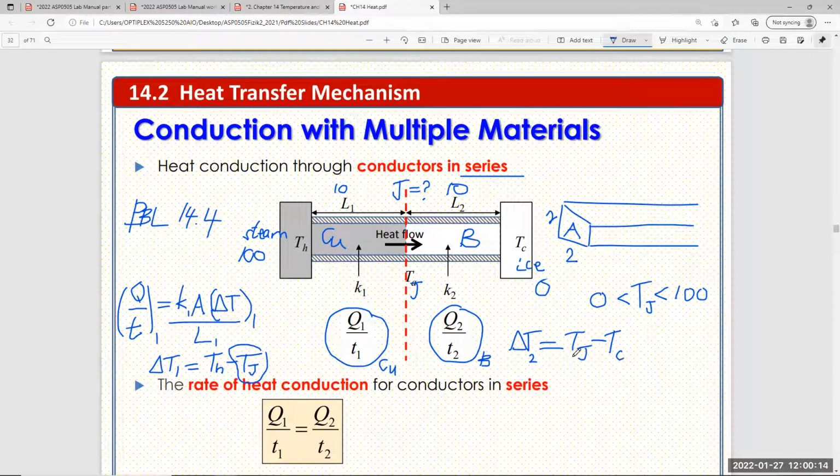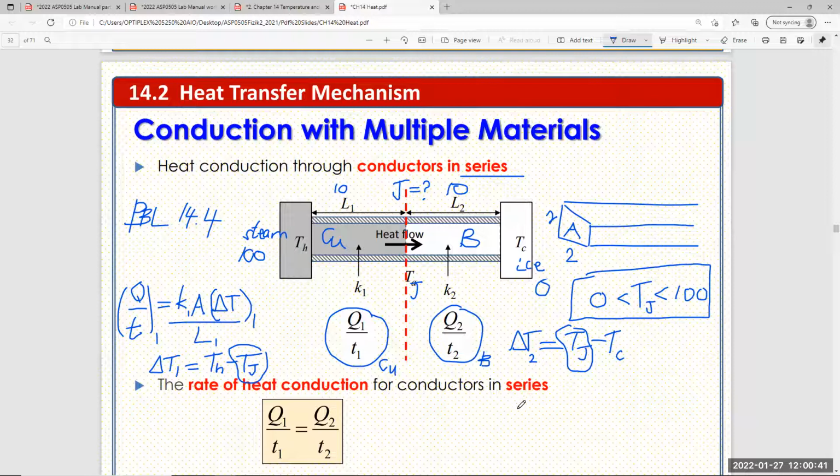Please highlight this one. TC, you know well, is 0, right? But I want to highlight this because it is not always 0, it can be any lower value. So the junction has a temperature within 0 and 100, between the two temperatures. So the unknown in the problem is TJ, and we have Q2 and delta T2.